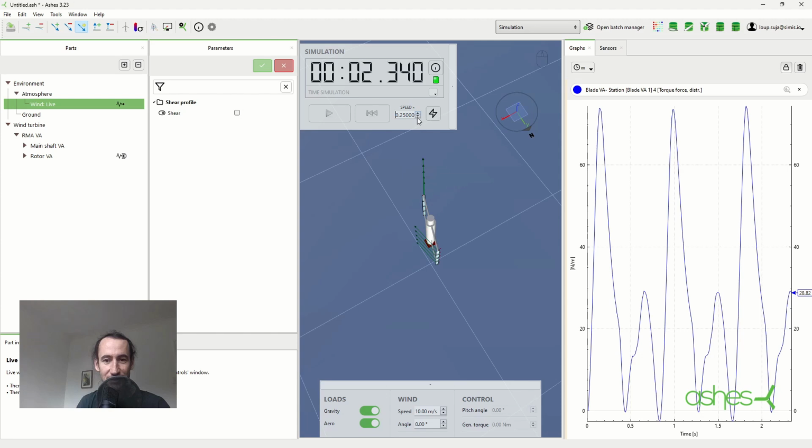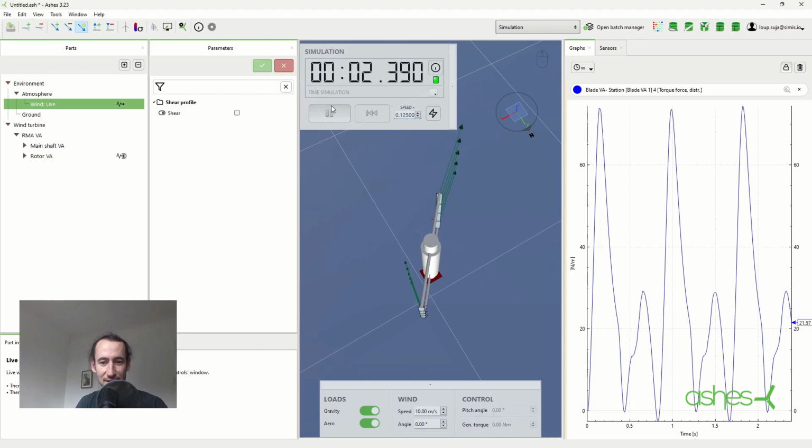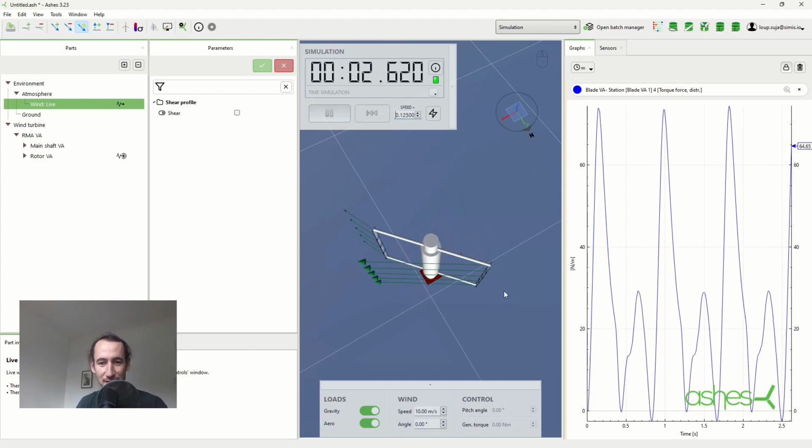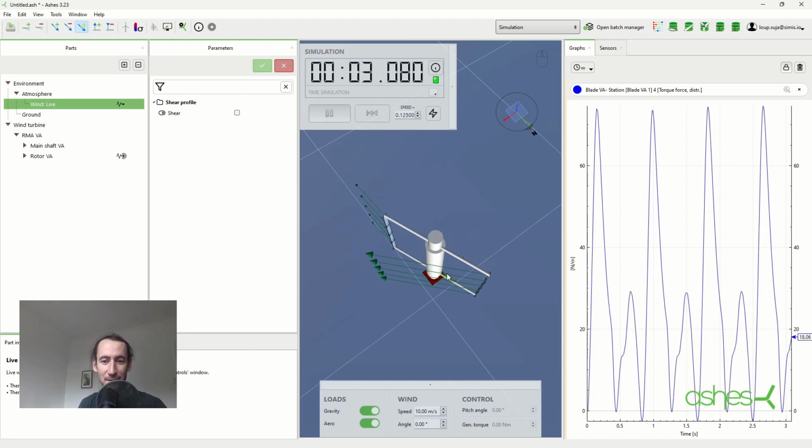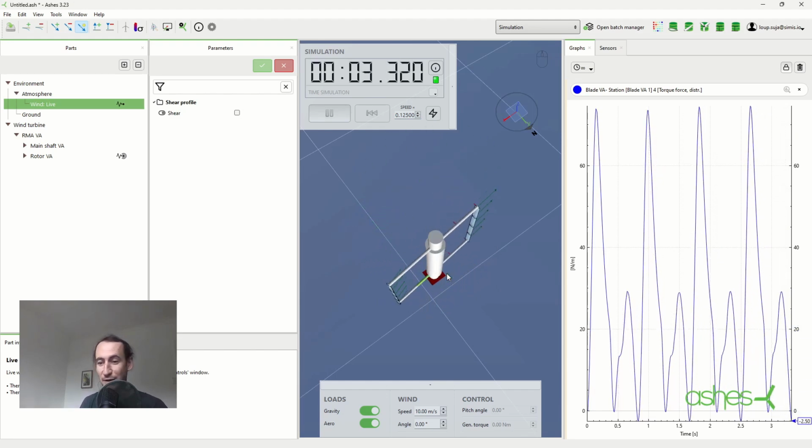I can slow this even more. And what you see here is that the lift force always has a component that makes the wind turbine rotate. Yeah, so I just found that really cool.